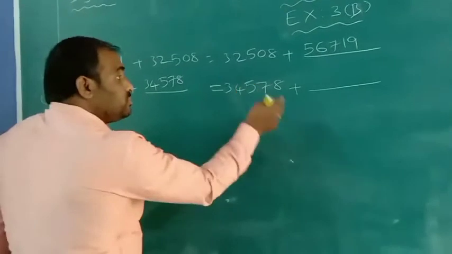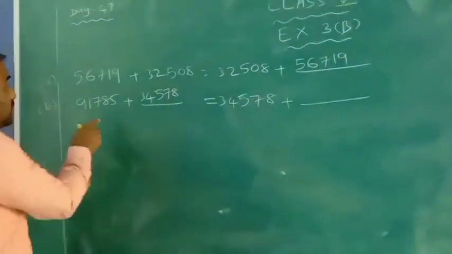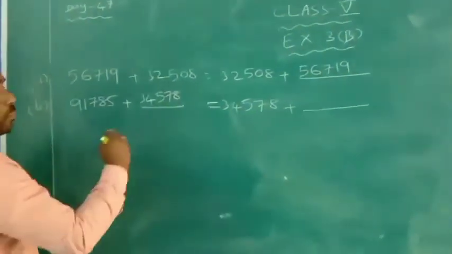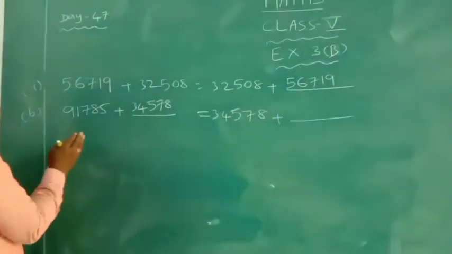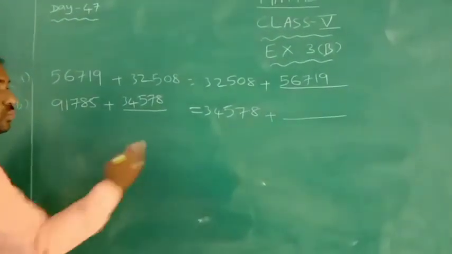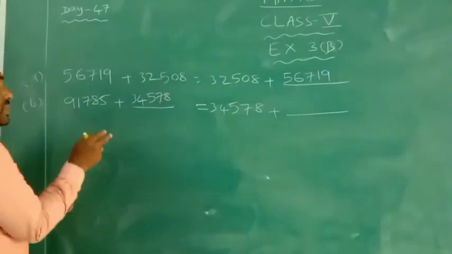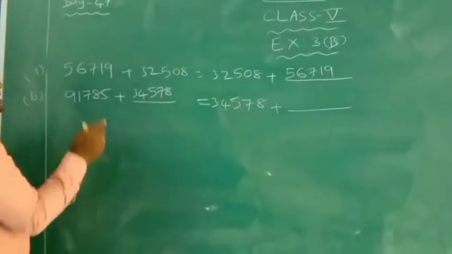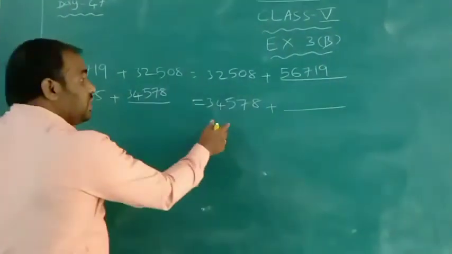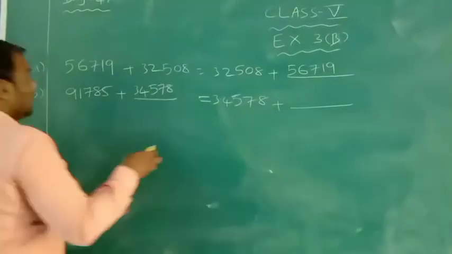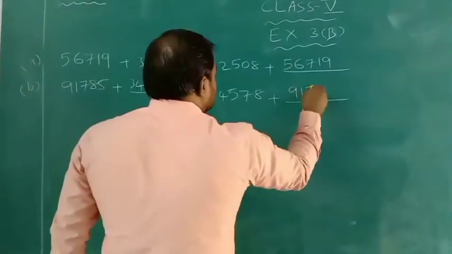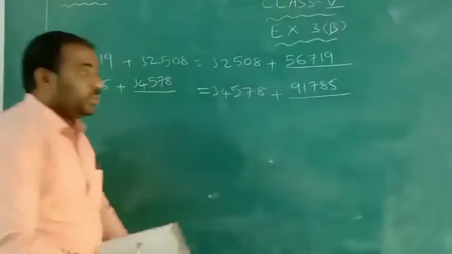Sum of two numbers means one number given, the other number means this only. Because both sides, one number is given, the other number is not given. You compare both sides. But it is the sum of two numbers only, on both sides. Means here one number is given, the other number you select here. This only. 91,785. Okay, beta?